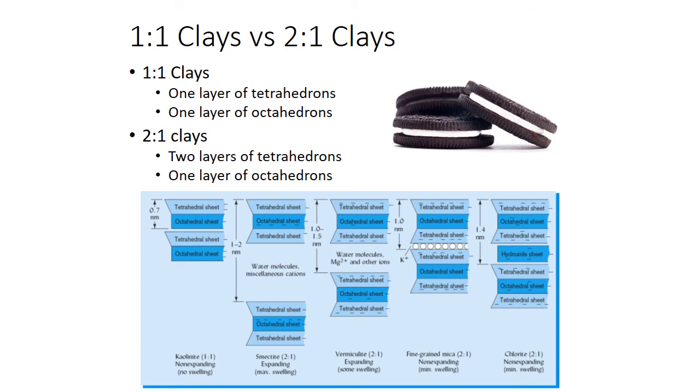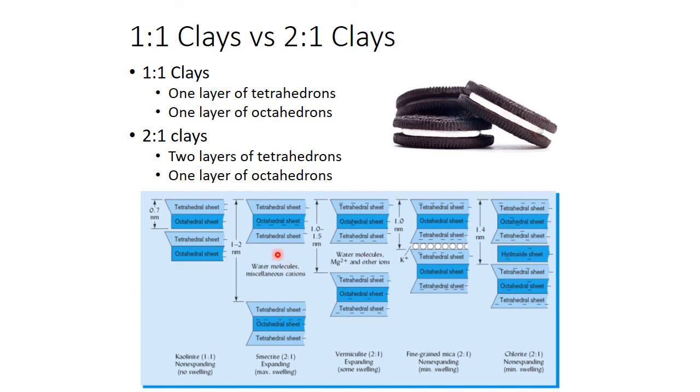All right, so now let's get into the types of these clays. For these phyllosilicate clays, a lot of times we'll describe them as 1-to-1 clays or 2-to-1 clays. So a 1-to-1 clay refers to one layer of tetrahedrons and one layer of octahedrons. And a 2-to-1 clay has two layers of tetrahedrons with one layer of octahedrons in the center. So looking at this figure below, kaolinite is our only example of a 1-to-1 clay in this figure. Smectite and vermiculite both have two layers of tetrahedrons and one layer of octahedrons.